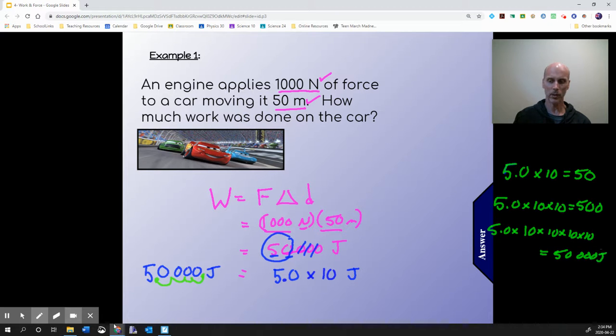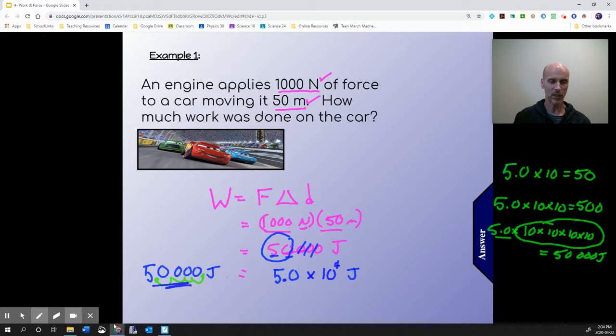And then we would get our 50,000 joules. So we want a short way of saying take our 5.0 and multiply it by 10, 1, 2, 3, 4 times. So what we do is we use scientific notation and we go 5.0 times 10, but we don't want to write times 10 times 10 times 10 times 10. We just say times 10 to the power 4. So 5.0 times 10 four times.